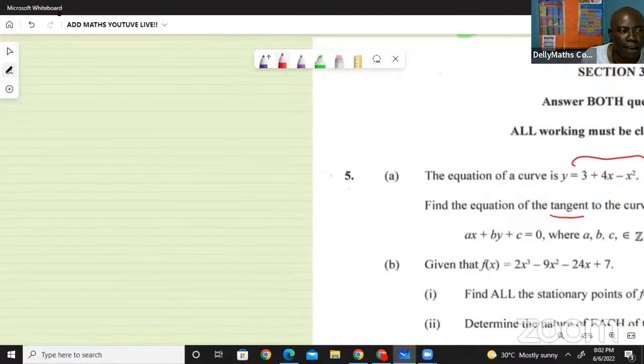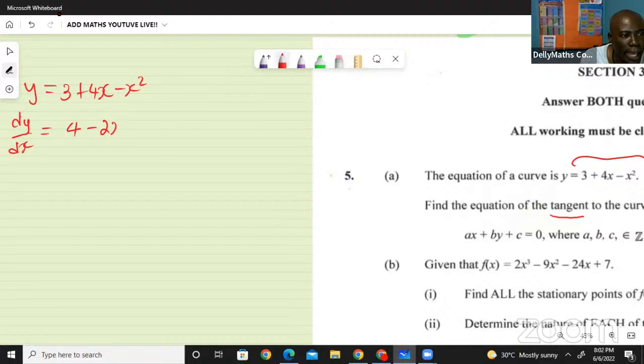So let us say we have y is equal to 3 plus 4x minus x squared. Now, we are told there's a point on that curve. So dy/dx is going to equal 4 minus 2x. What is this? This is my gradient function.